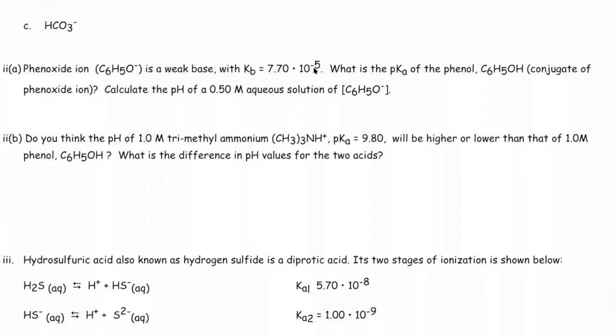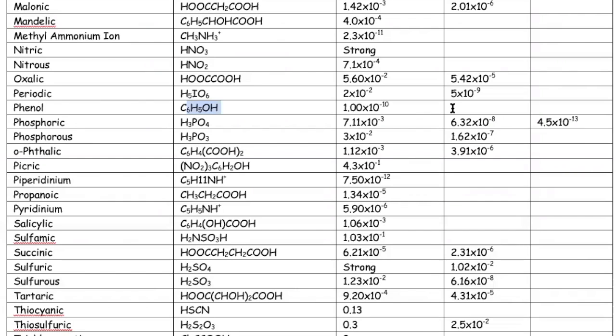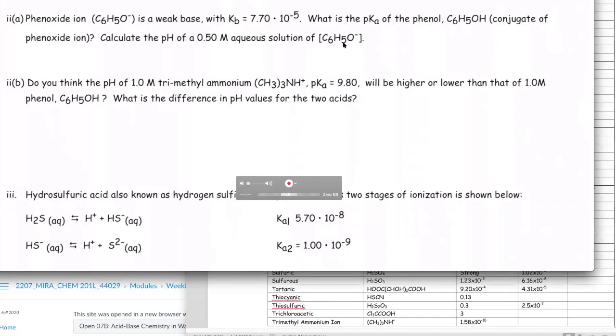And you can double check your work by looking at phenol right here and making sure it's in the correct ballpark. These numbers fluctuate depending on what textbook you have, but as long as the exponents are the same, you're in the general ballpark, okay? Calculate the pH of 0.5 molar of this particular solution. This is a base. If this is a base, then it's going to react with water to form hydroxide. You can calculate the concentration of hydroxide from that reaction. If you can calculate the concentration of hydroxide, you can calculate the pOH. If you got the pOH, you can calculate the pH. Okay, so even though it's a basic solution, you can still calculate the pH of the solution.